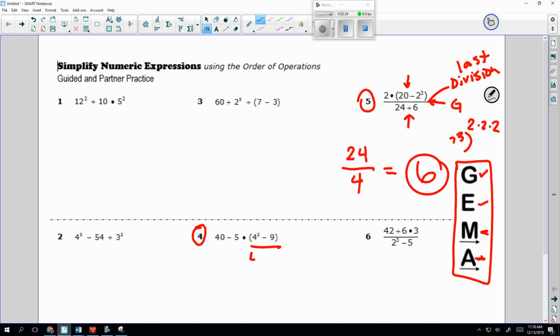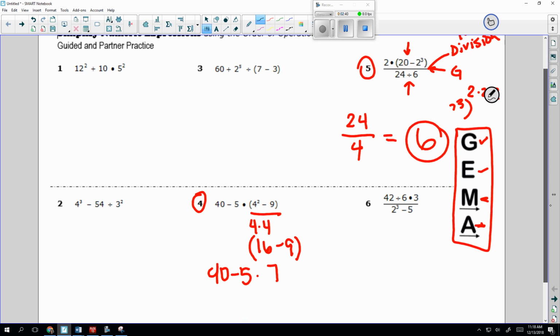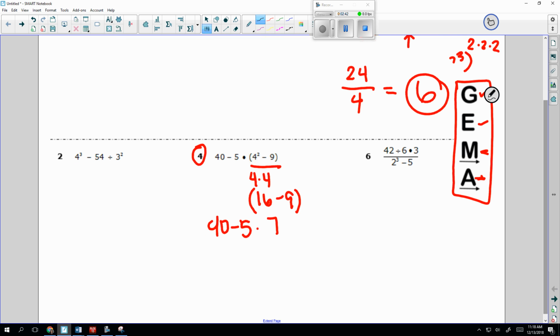And I know that 4 squared is the same as 4 times 4, which is 16. So I have 16 minus 9, which is going to give me 7. And so then I have 40 minus 5 times 7, because the parentheses have now cleared. So I've cleared my exponents, I've cleared my groupings. Next I have the multiplicative operations, which is going to include multiplying and dividing.